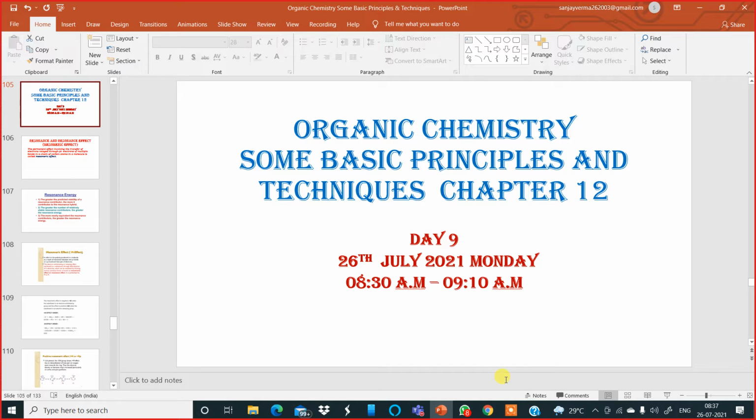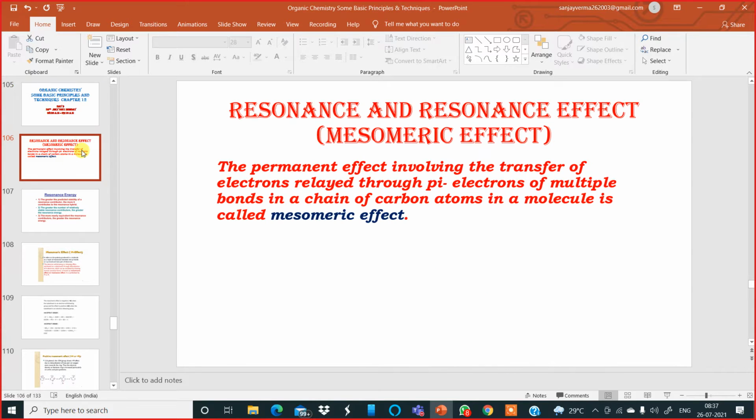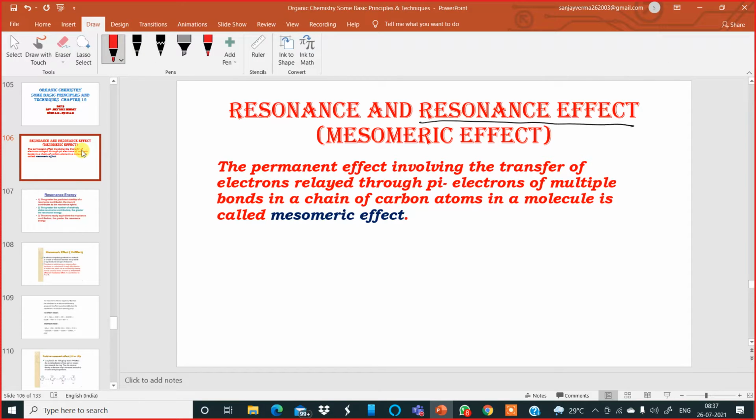Today is the ninth day of my explaining the chapter Organic Chemistry, Some Basic Principles and Techniques. Okay, the first period. Now, in the previous class, I had explained resonance. Today, I'll be trying to explain the resonance effect. And this resonance effect is called the Mesomeric effect.